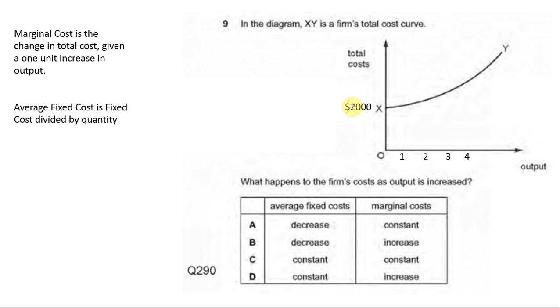So you can imagine that this output will increase consistently. And let's say the output is 2 million, then this goes to 0. So as long as the quantity is small, this remains small. But as the quantity gets larger and larger and larger, the average fixed cost begins to decrease. And the answer here is B.